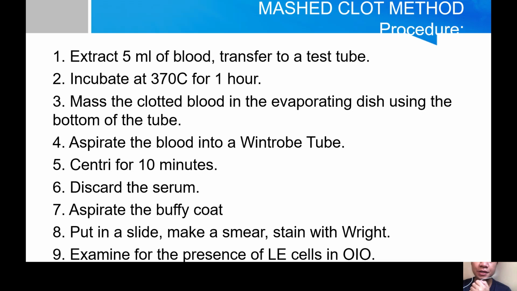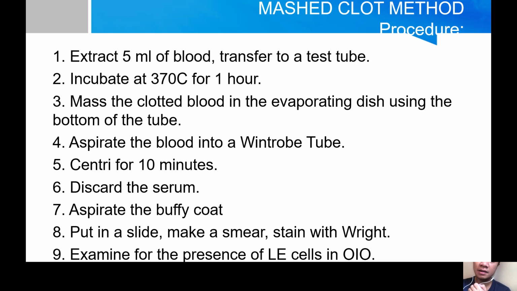Okay, so we have here the procedure for the preparation of our LE cells. This is your mash clot procedure. For this procedure, you just need to extract 5 ml of blood. You put that in your red top tube. Allow it to clot. You can incubate at 37 degrees Celsius for 1 hour. After you form a clot, all you need to do is transfer the clotted blood into your mortar and pestle and smash until it is fully degraded.